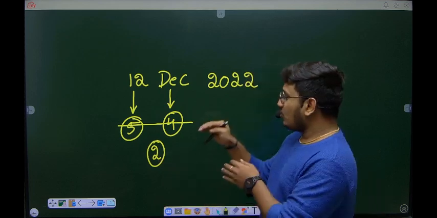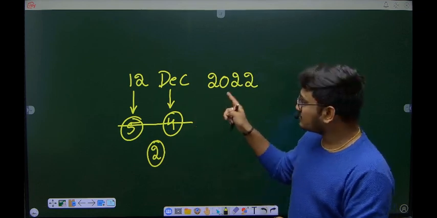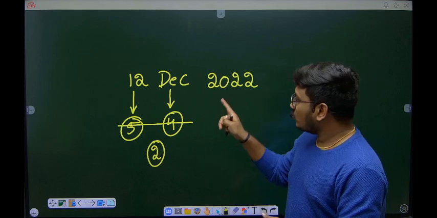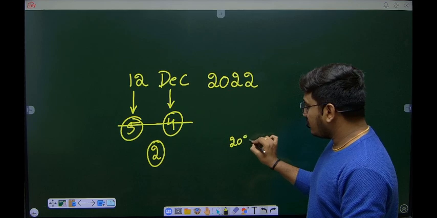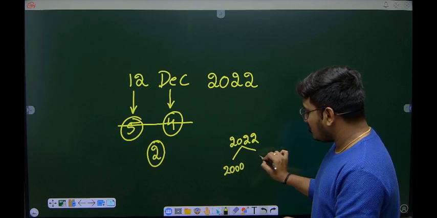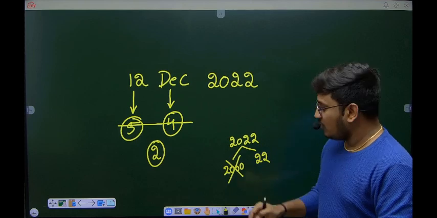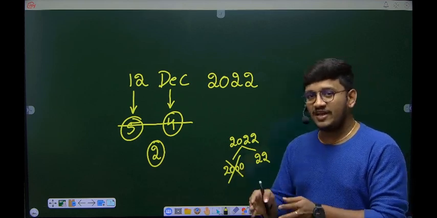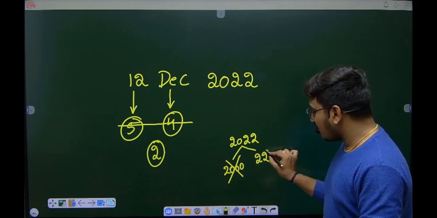Okay. The next and only task is how many odd days are there in 2022. This is the only task left out that we need to calculate. So in 2022, how many odd days are there? Let's consider 2022. So 2000 we can cancel it, because we all know that all century leap years have 0 odd days, right?